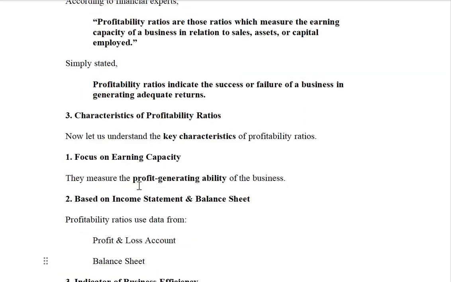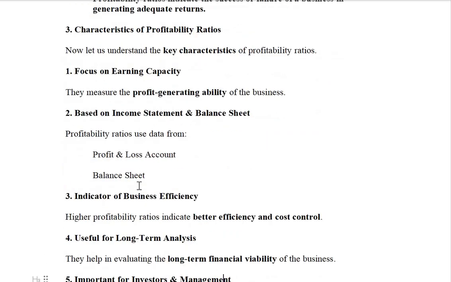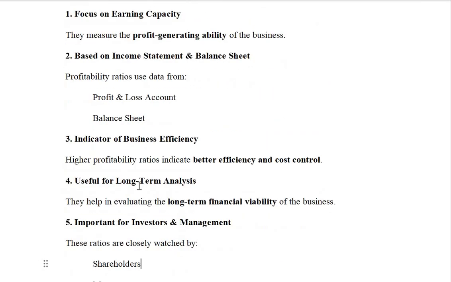Next, we will discuss what are the characteristics of profitability ratio. The following are the characteristics or features involved in profitability ratio. The first one, it focuses on earning capacity. When we say profitability ratio, it always denotes the profit generating ability of the business. The next important characteristic is that, based on the income statement and balance sheet, we calculate this profitability ratio.